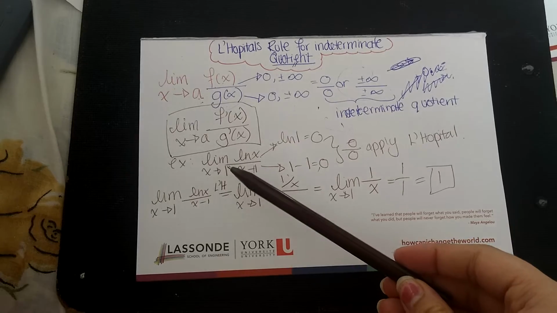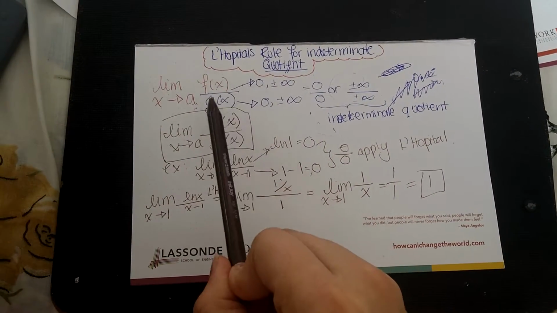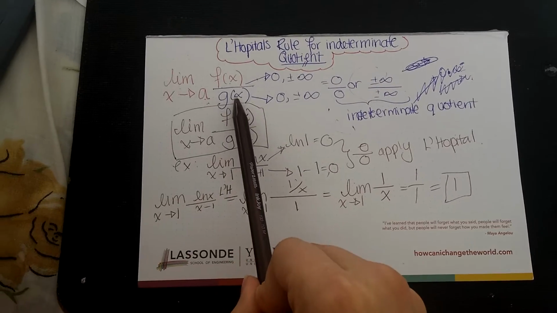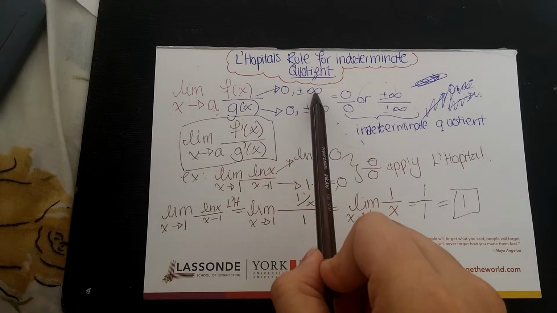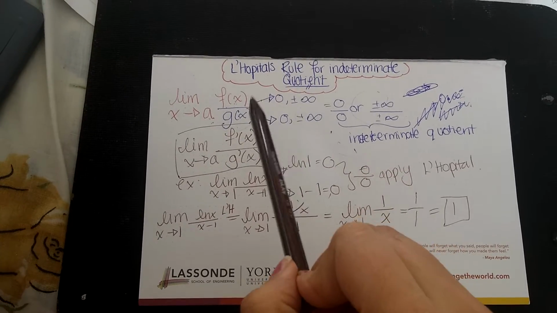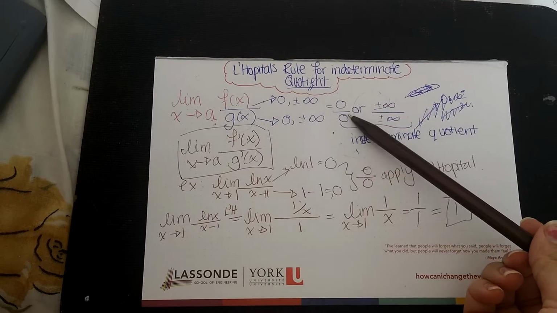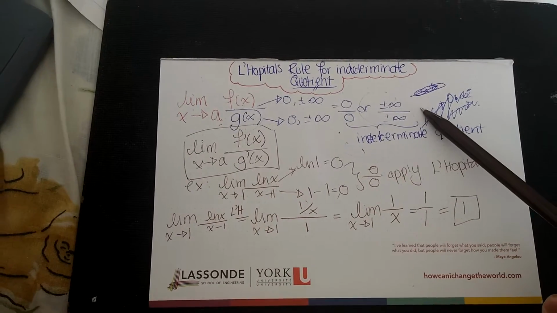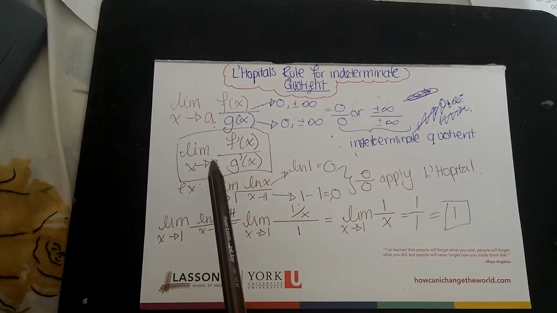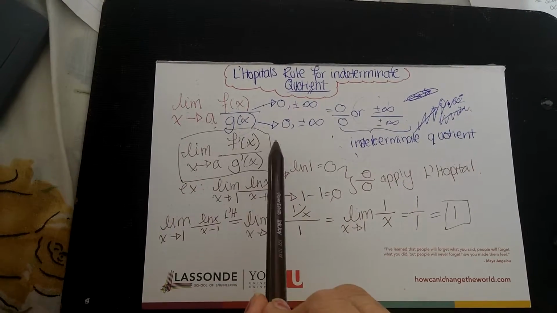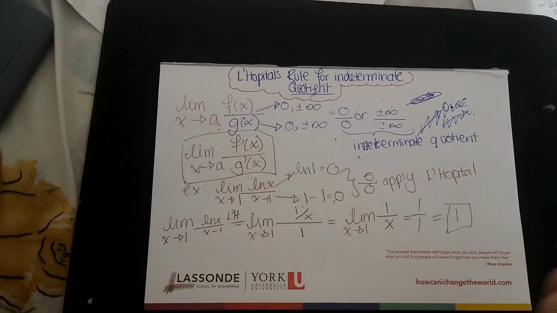So to recap everything, if we have a function divided by a function, and in this case they have to be continuous, and both of those functions go to positive or negative infinity or zero, we have an indeterminate quotient. Okay, then we use L'Hopital's rule for indeterminate quotients, which is to find the derivative of f of x divided by the derivative of g of x, okay, and solve the limit.